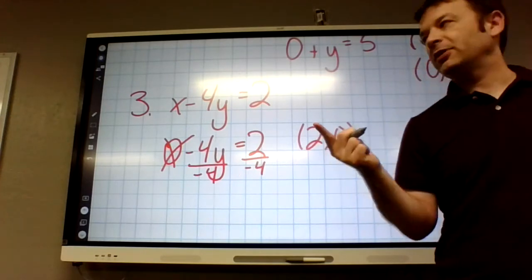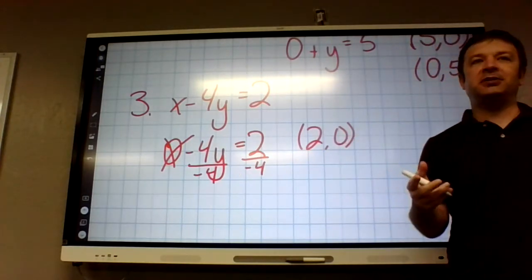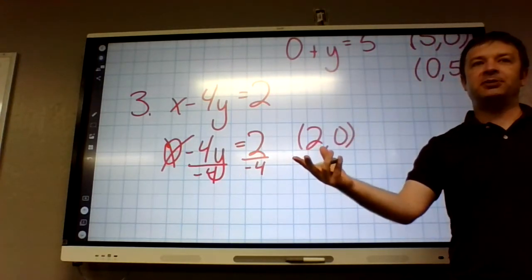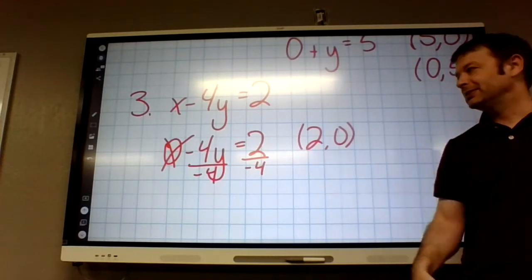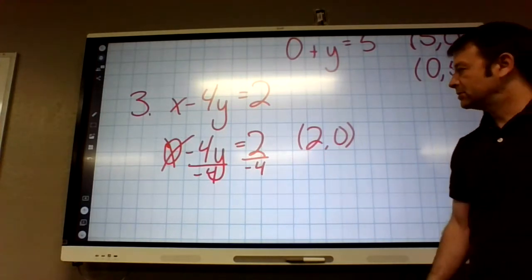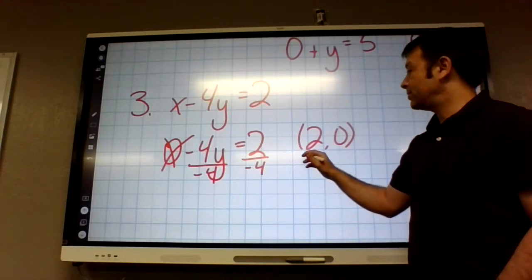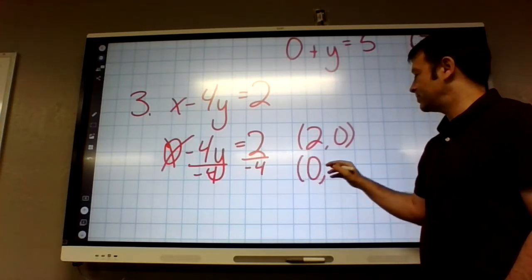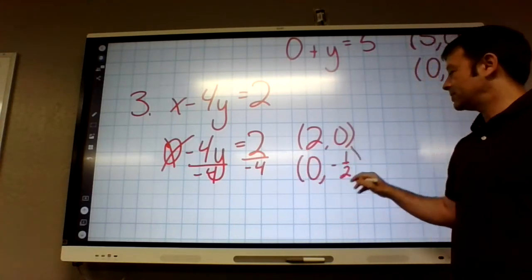2 divided by 4. It's like if you had 2 cookies and you need to split it among 4 people, how much cookie does each person get? 1/2. Anyway, it's negative 1/2. So, we made the x value 0, the y value is negative 1/2.